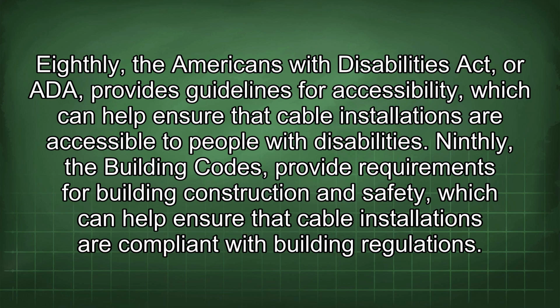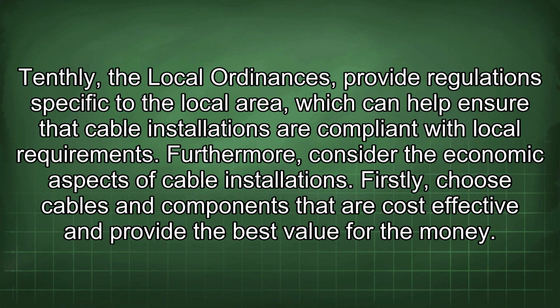Ninthly, the building codes provide requirements for building construction and safety, which can help ensure that cable installations are compliant with building regulations. Tenthly, the local ordinances provide regulations specific to the local area, which can help ensure that cable installations are compliant with local requirements.